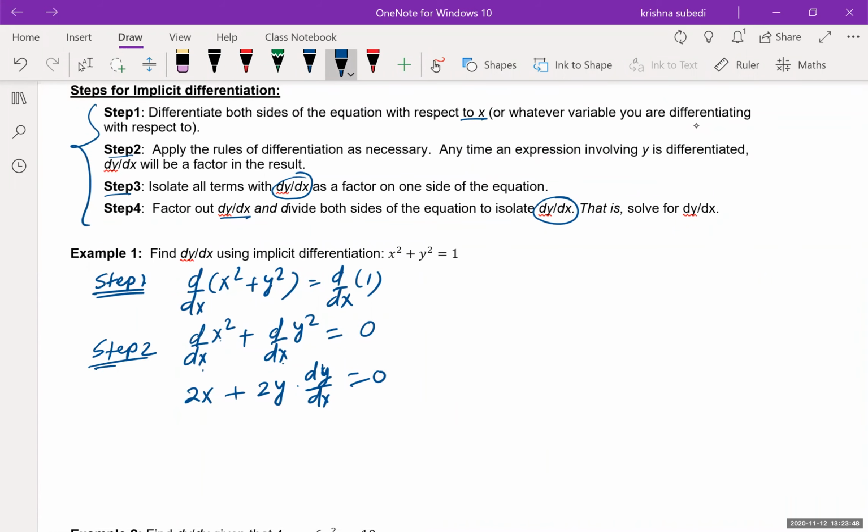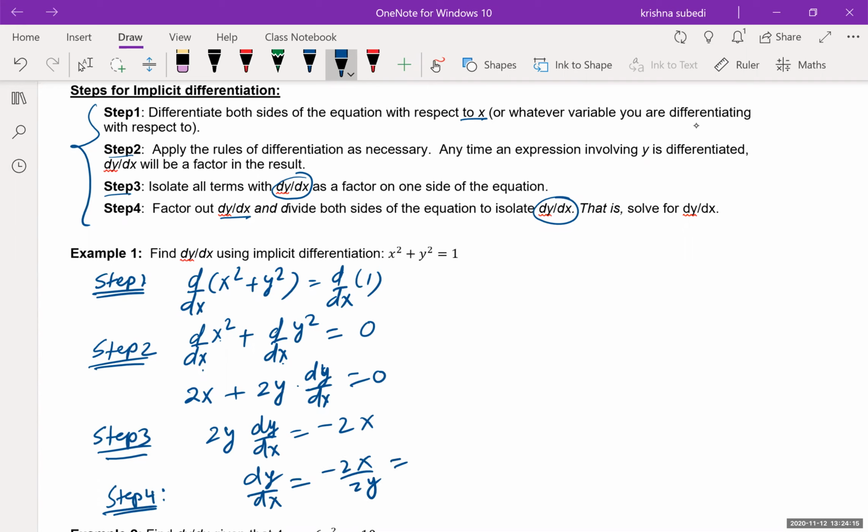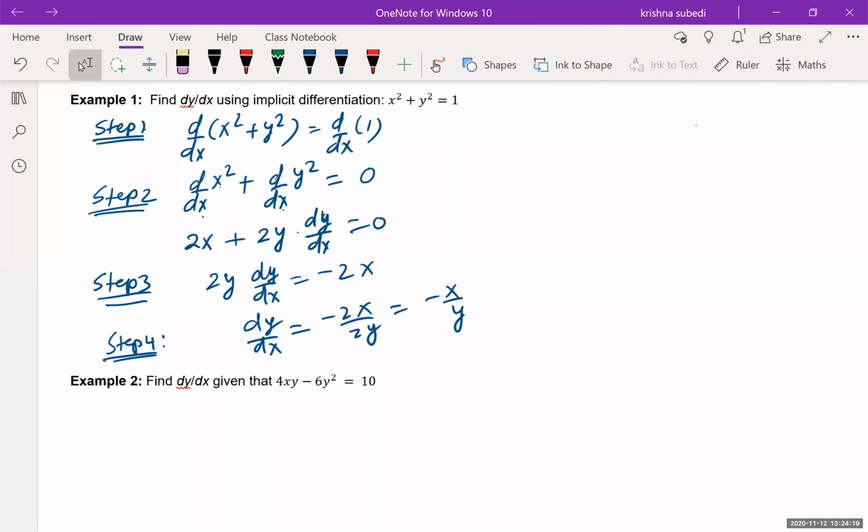Okay, step 2, we are done. Now, step 3, we want to write all the terms with dy over dx on one side and the rest on the other side. So I'll write 2y dy over dx equals minus 2x. And the final step, step 4, is now you want to find the derivative dy over dx, which is negative 2x over 2y. That's going to give you negative x over y. That's how we find the derivative.